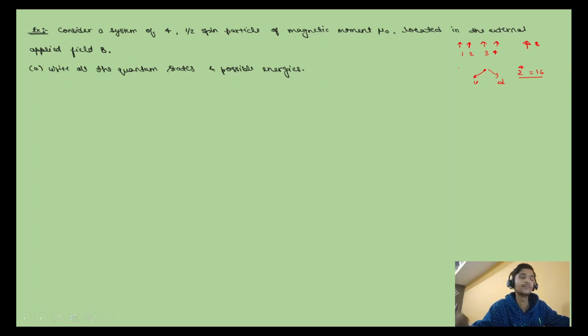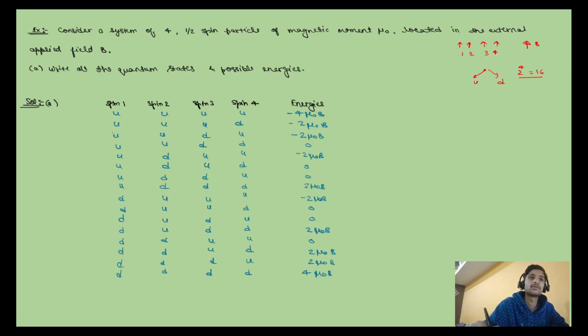So let's try to write them. So how can you write them? So first of all, you can consider that the spin 1, it can take 8 values up, all up, and 8 values down. Then 4 values for spin 2, 4 values up, down, right? I hope you can write this. And then similarly 2 up, 2 down, and 1 up, 1 down. So you can write all these 16 possible combinations, right? So these are all the possible quantum states, and what will be their possible energy?